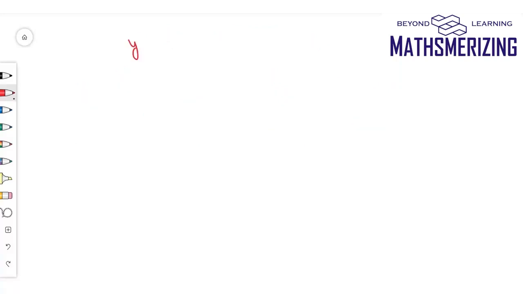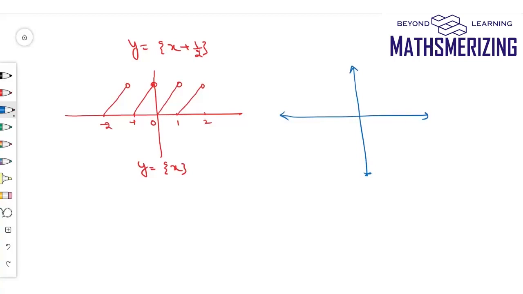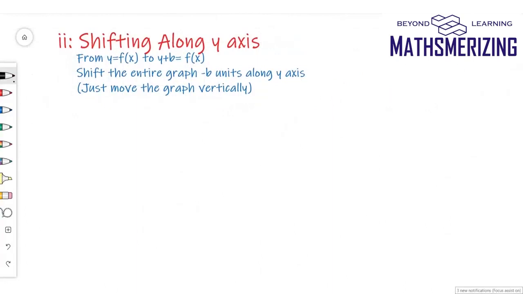I'll take another one. I have to draw the graph of y equals fractional part of (x plus 1 by 2). So my basic graph is the fractional part of x. Now for fractional part of (x plus 1 by 2), I'll need to shift the entire graph minus 1 by 2 units along x-axis. So now that's the graph of y equals fractional part of (x plus 1 by 2). Now second transformation is shifting along y-axis.